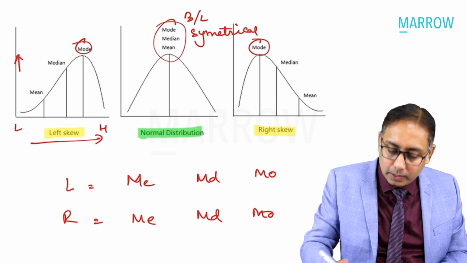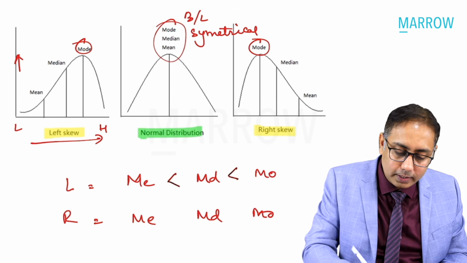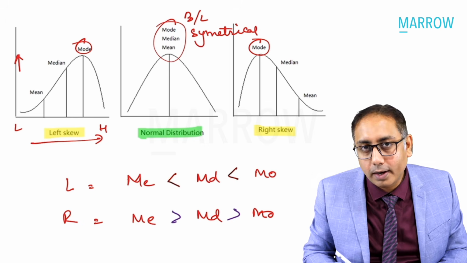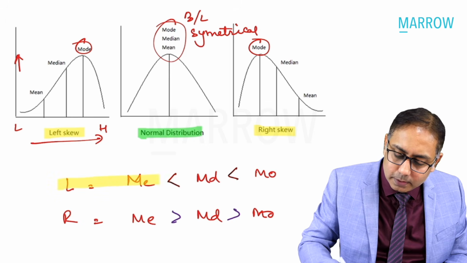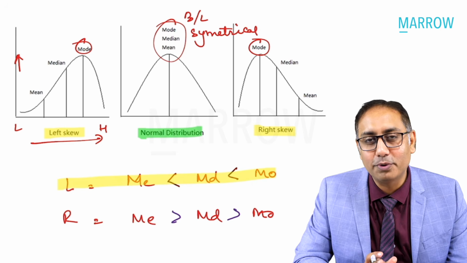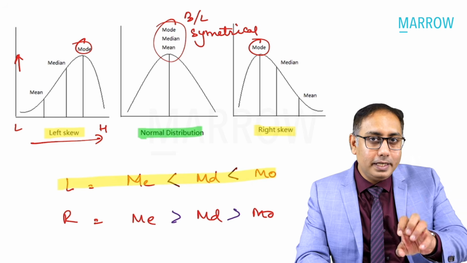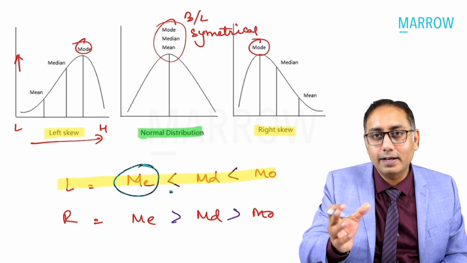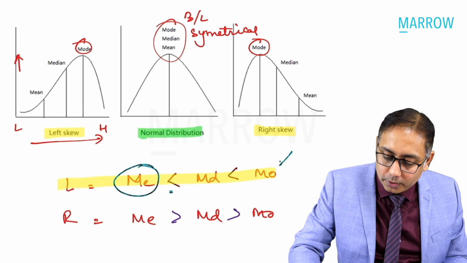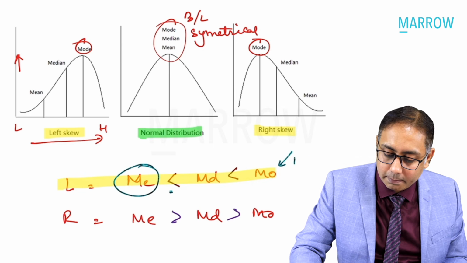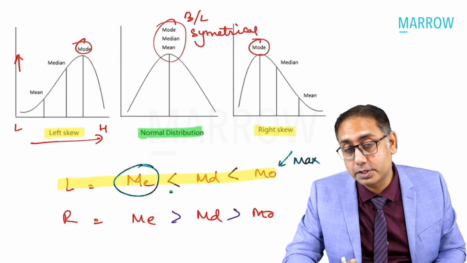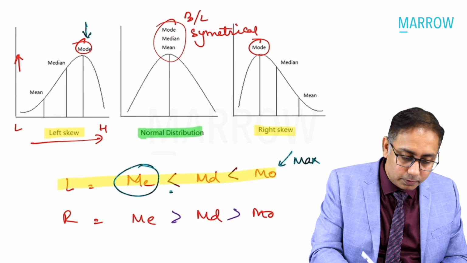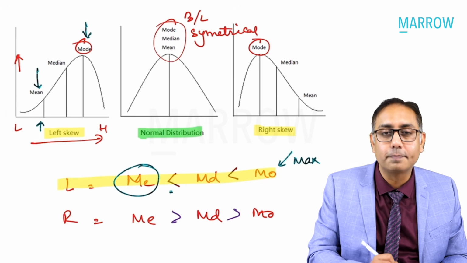In the left skew, everybody looks towards the left. In a right skew, they all look towards the right. Beta, just remember, it's a small trick. In a left skew, the mean is the lowest, the smallest. There's a greater and lesser sign, right? And the mode is the highest, the biggest, the maximum value in a left skew. You can see that over here. The mode is the maximum value, whereas the mean has the lowest value.